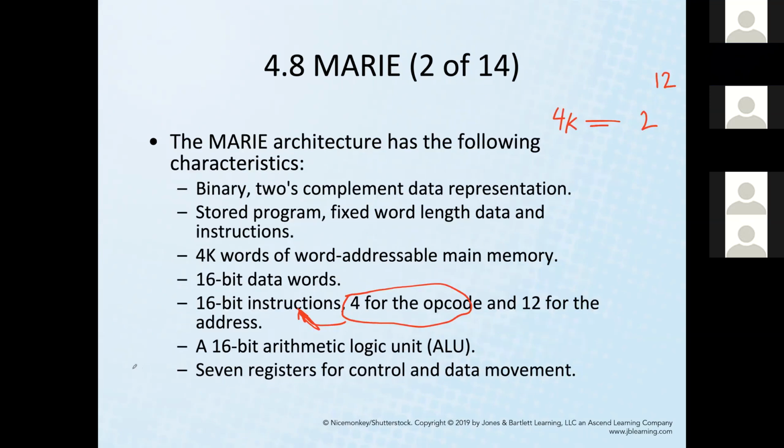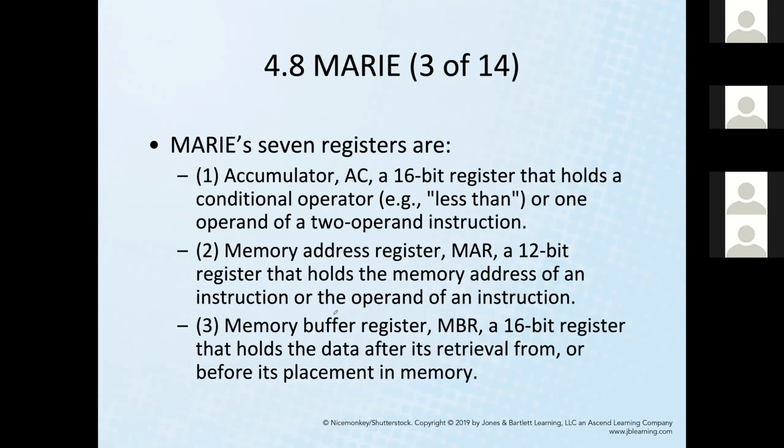And let's talk about these 7 registers. We have 7 registers that we want to know what they do. So the 7 registers are, first, called the accumulator. The accumulator, which we show with AC, is a 16-bit register that holds a conditional operator or one operand of a 2 operand instruction. Something that unfortunately we have to learn. We will see in the next slides what it means.